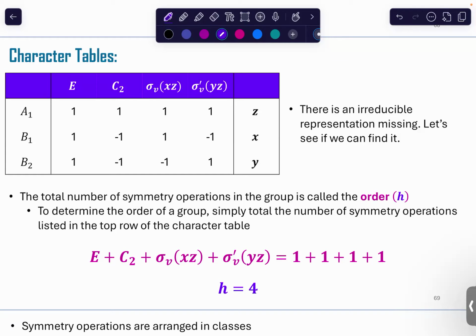rules for character tables. Okay, so the first thing you want to know for a character table is its order, and the order is h. So to determine the order of the group, you simply total the number of symmetry operations. And so up at the top, you see I have 1 E, 1 C2, 1 sigma v, 1 sigma v prime. That's 1 plus 1 plus 1 plus 1. That's an order of 4. The group order is 4.